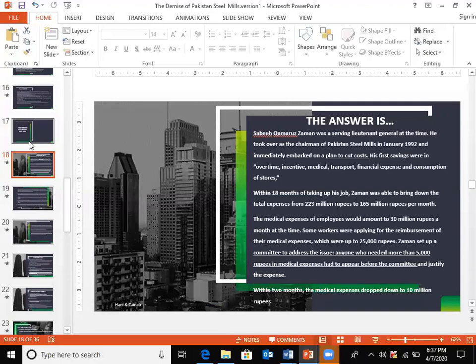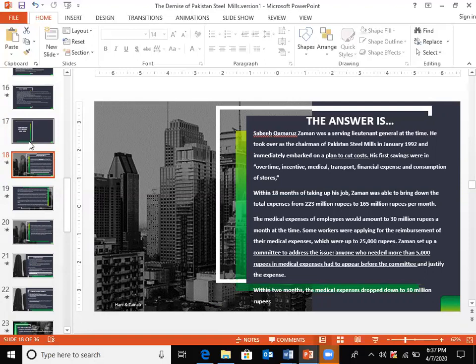And so within the first 18 months after Mr. Zaman took over, he brought down the total expenses from 223 million rupees to 165 million rupees per month. I mean, he cut it down a lot, right? We're talking about a good 45 million rupees less expenses per month.